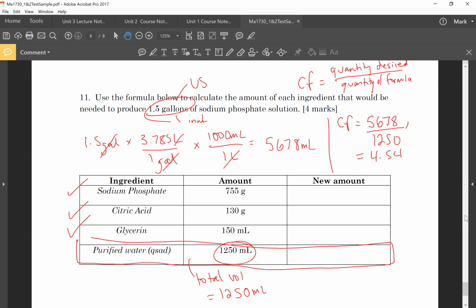So now what I'm looking for is 5,678. I'm going to multiply each of these by my conversion factor. So I'm going to multiply everything here by 4.54. And that's it. I'll end up getting 3,430 grams, 590 grams, and 681 grams, or milliliters in this case.